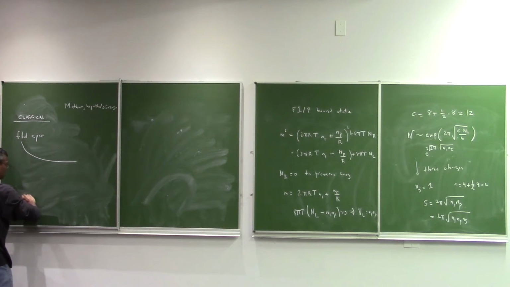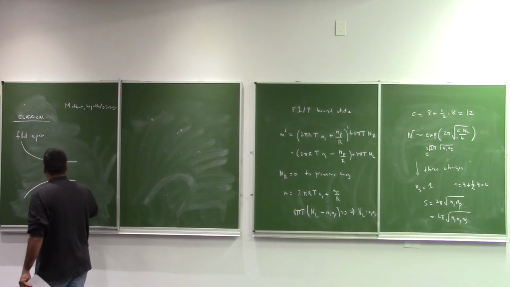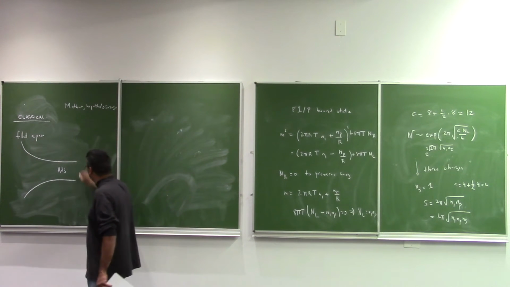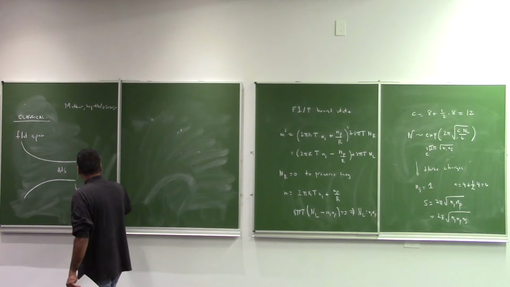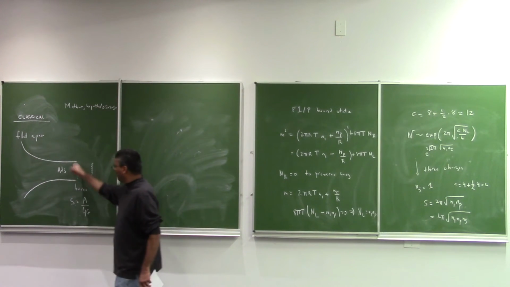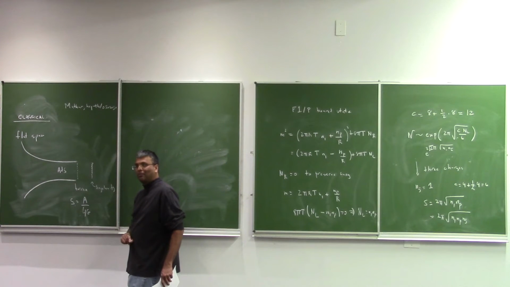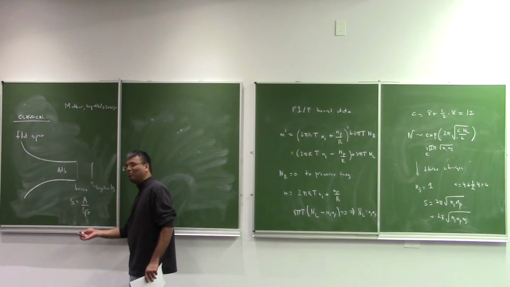And the metric looks like this. Somewhere in here, there's an AdS near-horizon region, and then we get the horizon. Somewhere here is a singularity. And the entropy is the area over 4G, where the area is the area of this horizon. Okay. This is the semi-classical picture of a black hole.